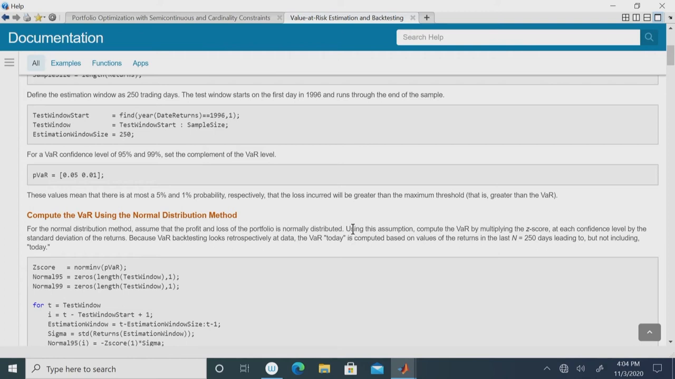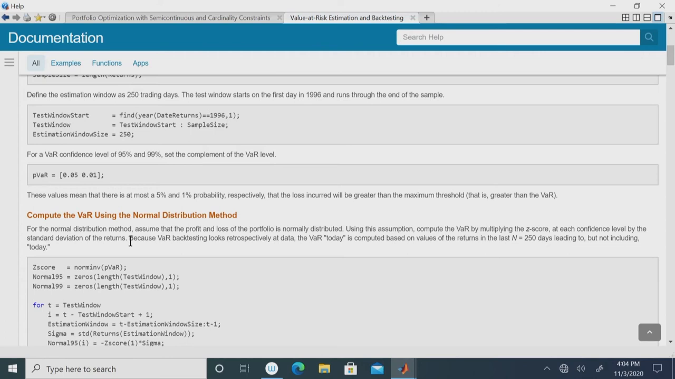So under this assumption, we will compute the VaR by multiplying the z score at each confidence level by the standard deviation of returns. So what actually happens is that the value at risk is going to be given by the product of this minus z alpha, the z score, into sigma, which is the volatility that we have seen in a geometric Brownian motion.